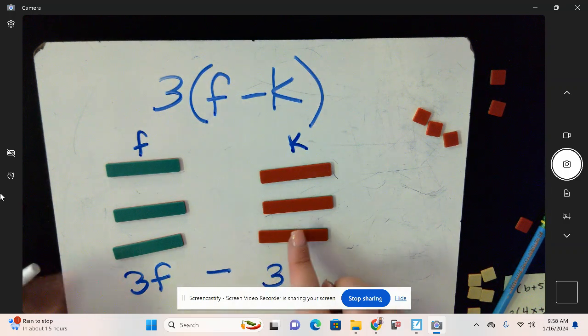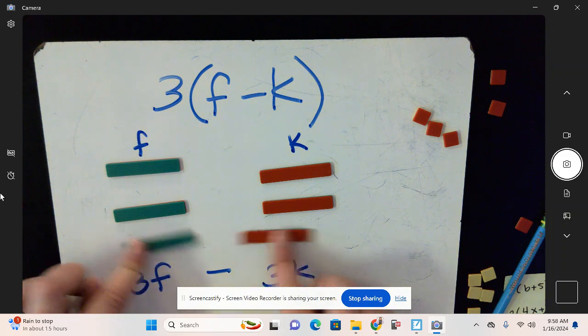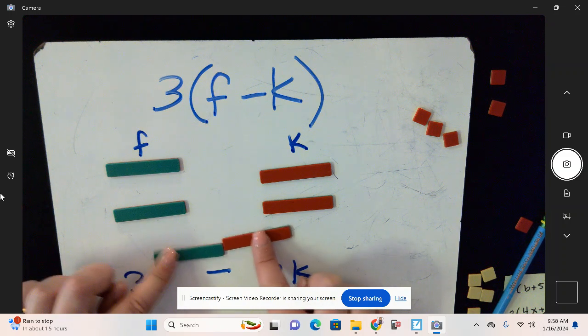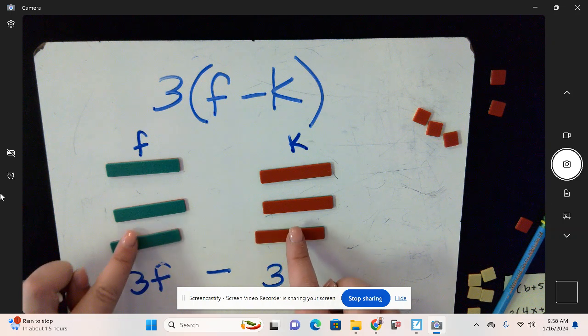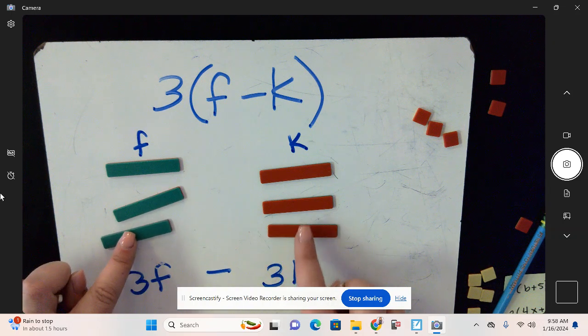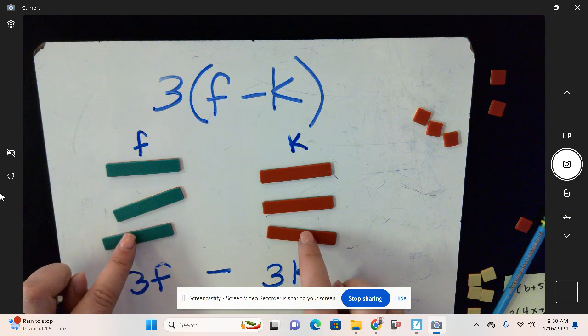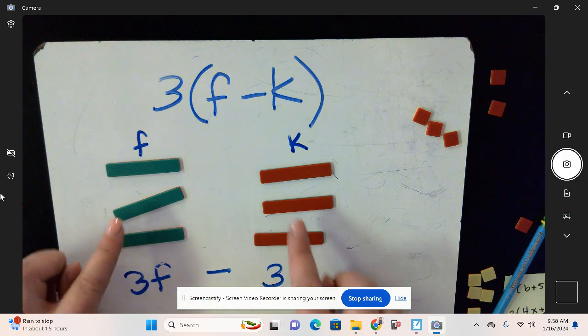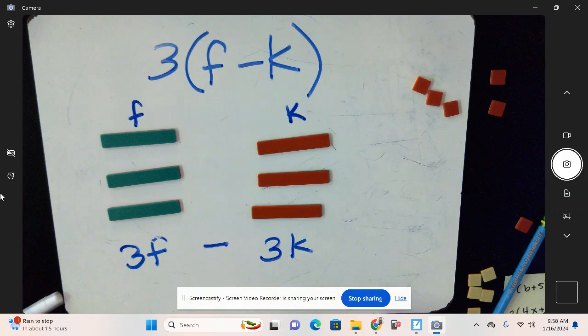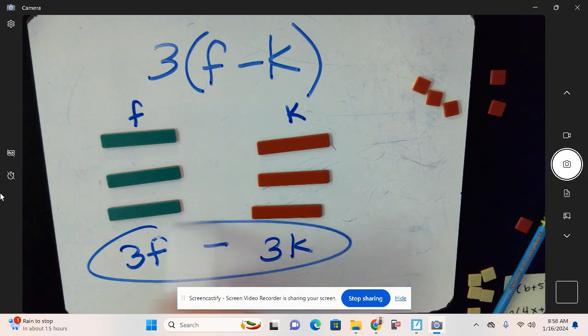Now, can I put these 2 things together? Because they're different colors, right? Do they represent the same thing? No. They represent 2 different numbers. F could represent 2, and red could represent 4 or 12 or whatever. Are those the same numbers? No. Okay. So this right here is all our answer would be.